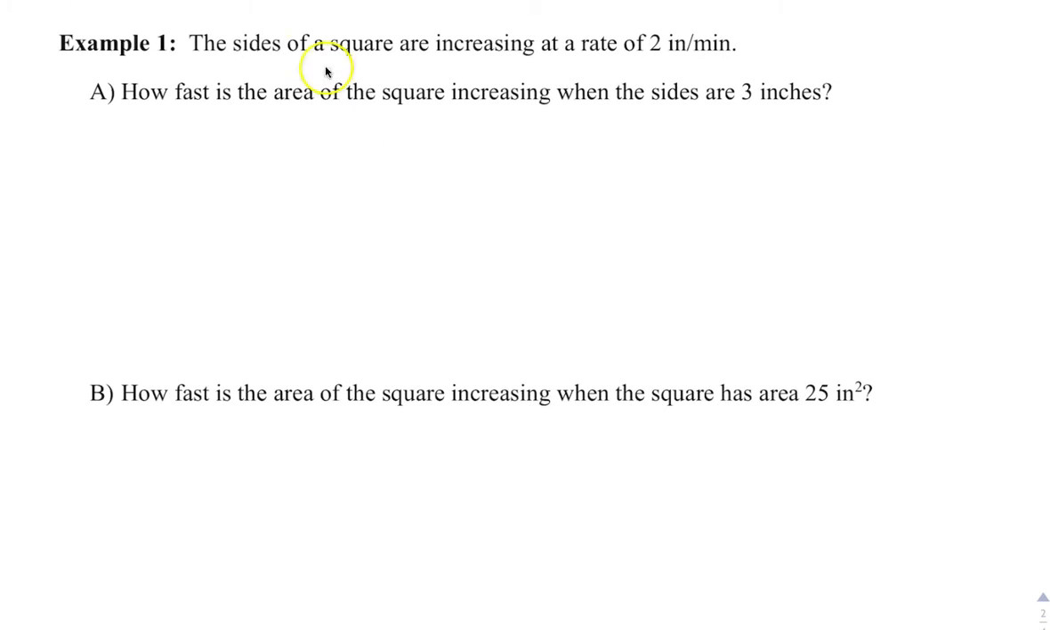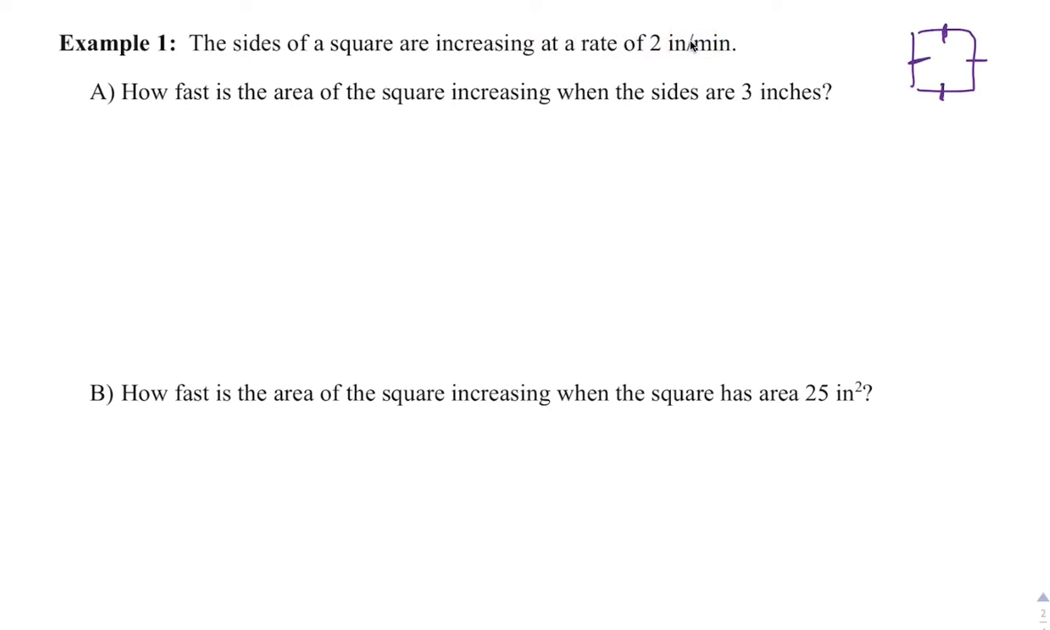Example 1. The side of a square increases at a rate of 2 inches per minute. And our first question here is how fast is the area of the square increasing when the sides are 3 inches. So let's go over that again. The side of a square increases at a rate of 2 inches per minute. So we're talking about a square. So let me draw it. We have a square. We know squares have 4 right angles and 4 congruent sides, but we just go to the sides for now. We know sides are increasing at a rate of 2 inches per minute.